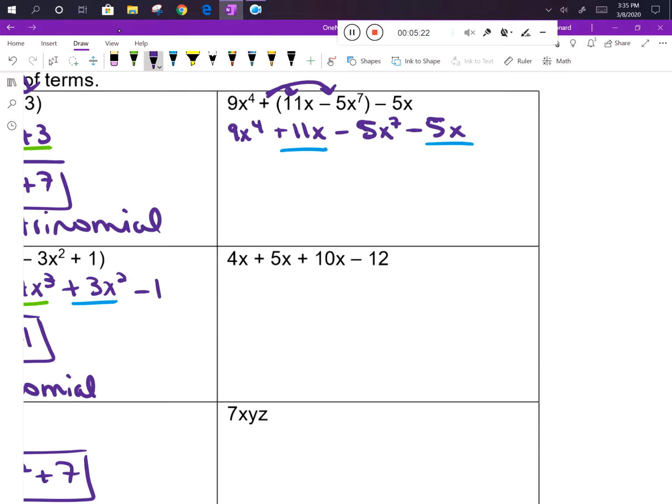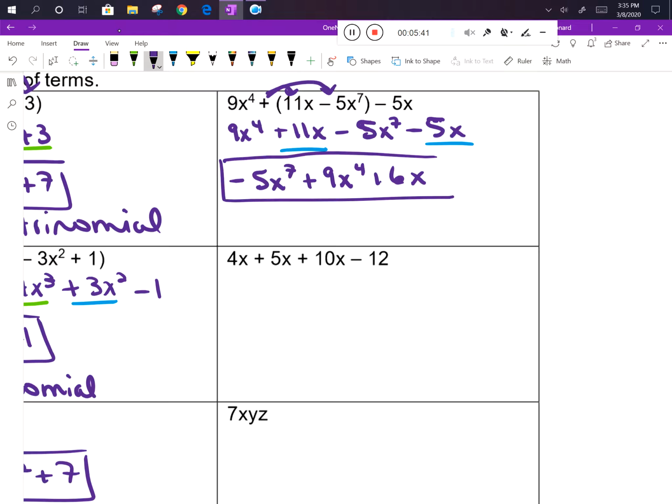Well, the x to the 7th is the highest degree, so that will come first, negative 5x to the 7th. The 9x to the 4th has the next highest degree, so it comes second. And 11x's minus 5x's leaves 6x's, so plus 6x. Oops, I should have written a 4 there. So that's the best we can do for simplifying.